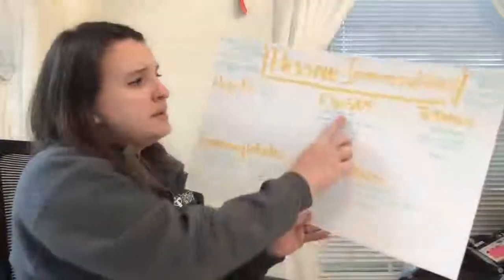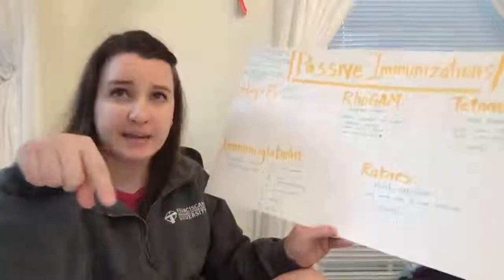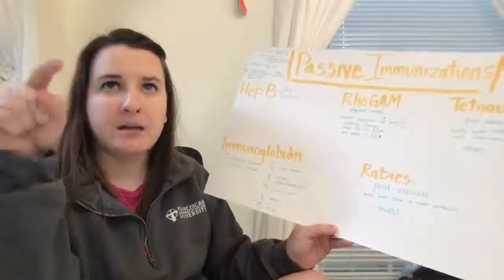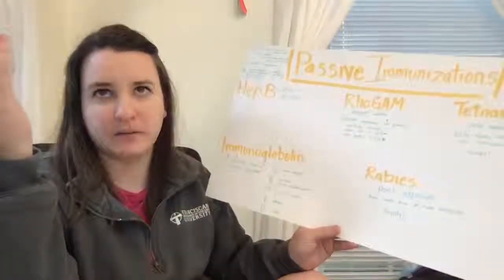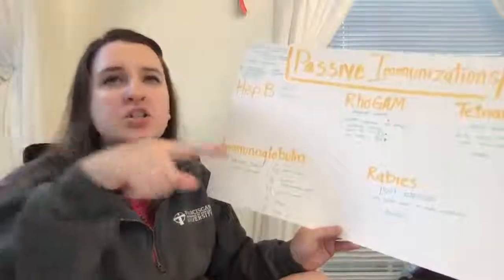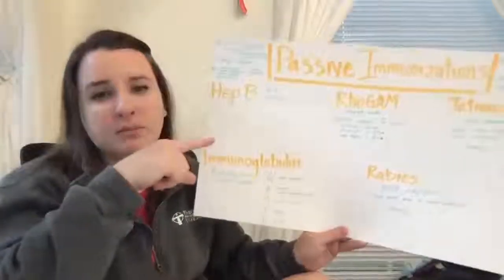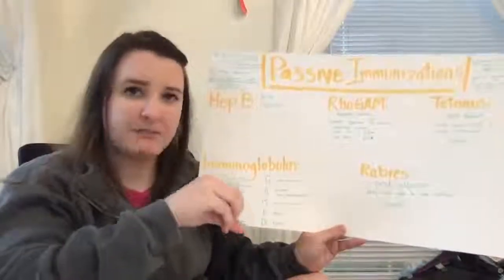For Rhogam, this shot is given to pregnant women who are Rh negative, since they can't test the baby's blood before it's born to find out if it's Rh positive or Rh negative. But typically, if it's an Rh negative mom, they're going to give her a Rhogam shot to prevent the mom's body from attacking the Rh positive baby.